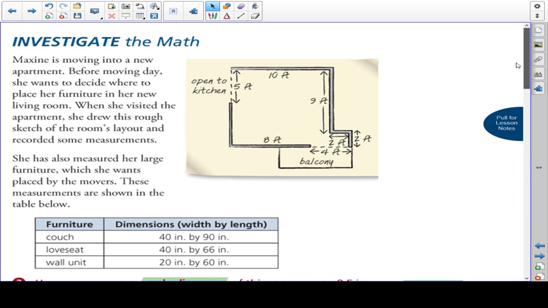So this picture that she drew is not to scale, but it does have the lengths and the widths and all that kind of stuff. This is 10 feet, this is 5 feet, this is 8 feet, this is 9 feet, 2 feet, 2 feet, and 4 feet.